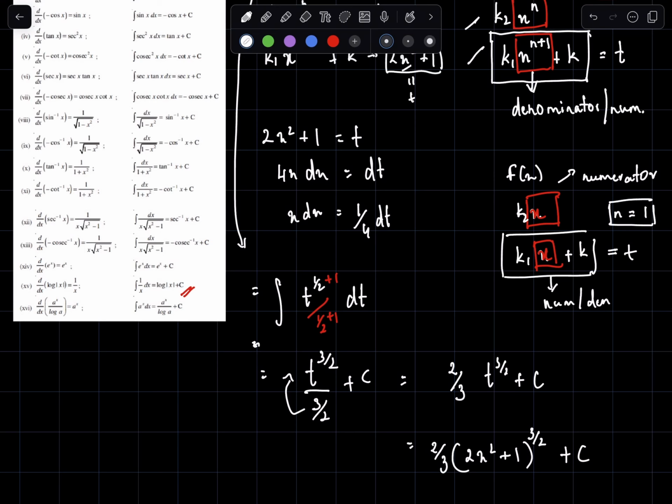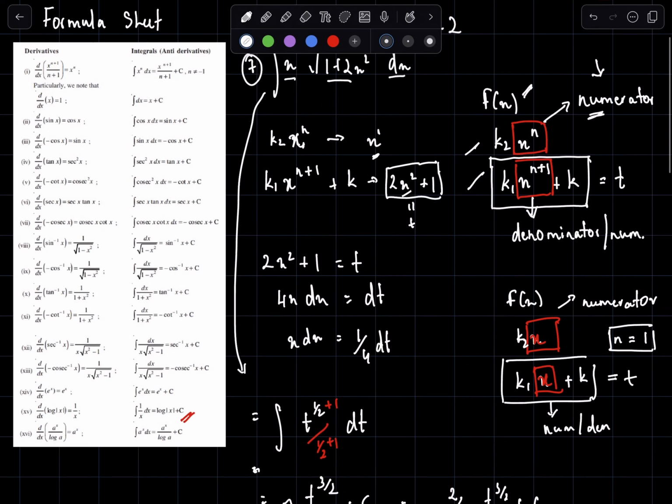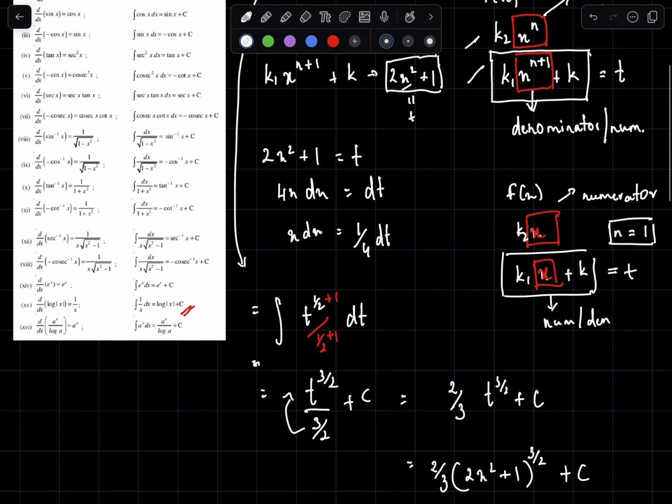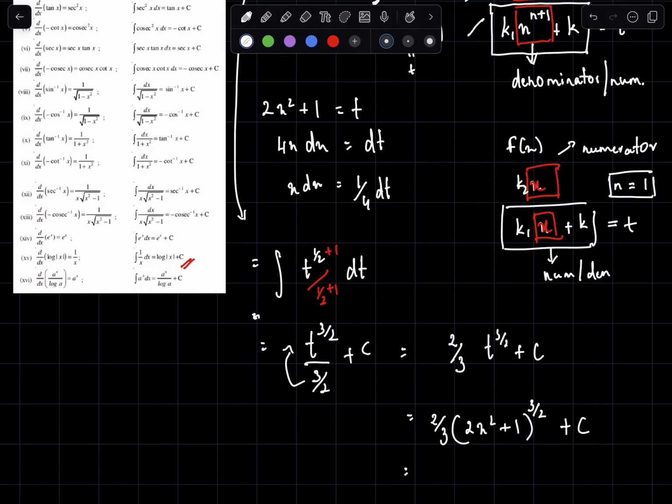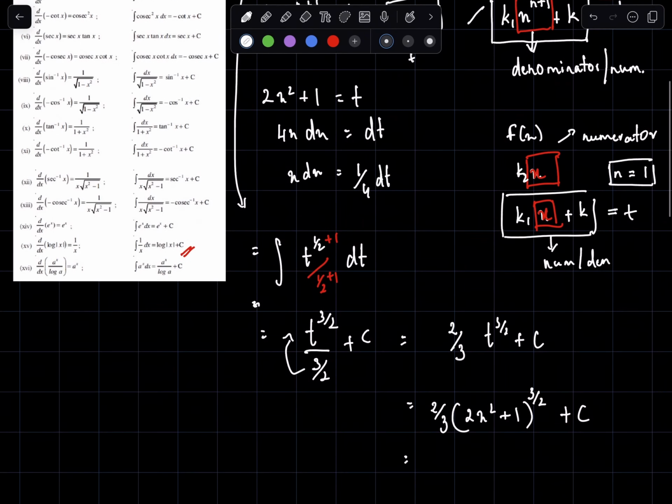So let's check this answer. Which question is this? Again, this was question number 8. Okay, my bad, I forgot to change this. Question number 8 should be correct, right? Your solution might show something like this because I changed the order over here. It doesn't matter, it's the same thing. 2 by 3 times 1 plus 2x squared to the power 3 by 2 plus c. This is what your textbook shows. This is also right, it's just the order has changed. If you know the laws of addition, you should be good.